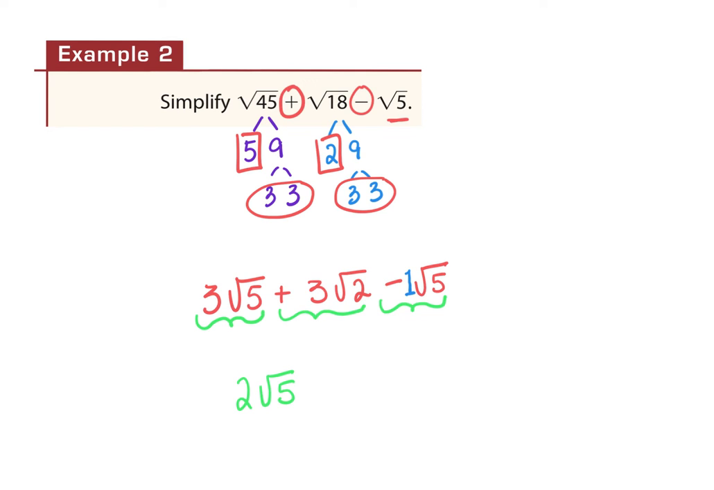This cannot combine with anything. The 3 square root of 2 does not have a like radical, so we're just going to say plus 3 square root of 2. This is as simple as this gets. I cannot combine those. They are not alike. So I am finished with this particular problem. My answer is 2 square root of 5 plus 3 square root of 2.